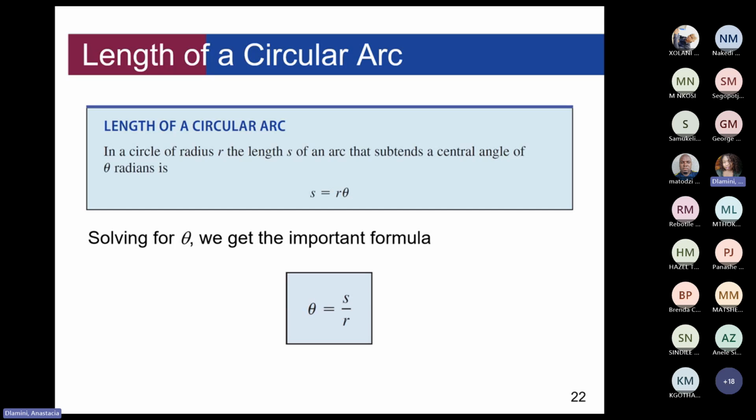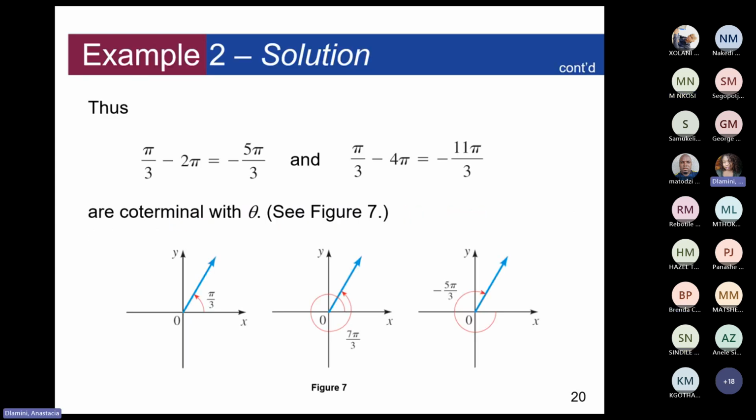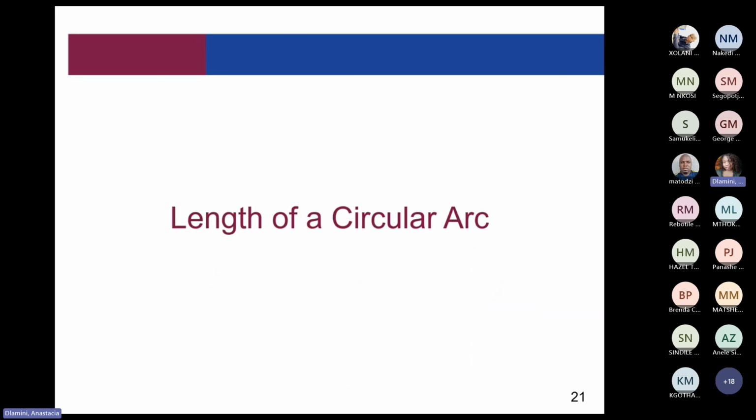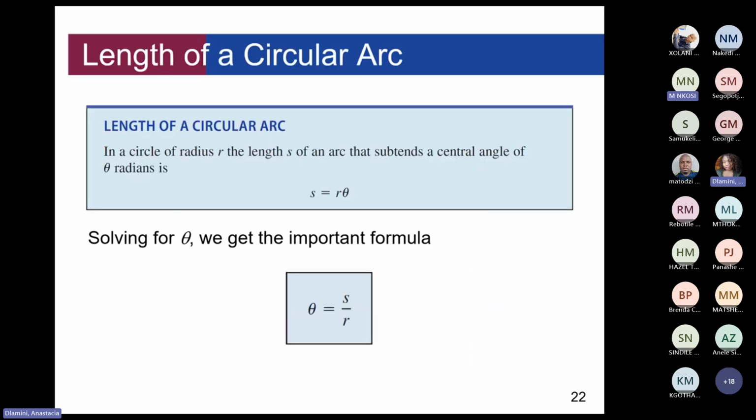the length of a circular arc in a circle of radius r. Now, do you see that we're saying radius r? We're not saying unit circle, guys. Are we all together? Yes, ma'am. So all along we've been talking about the unit circle, but now we're saying we have a circle and we have a radius r.